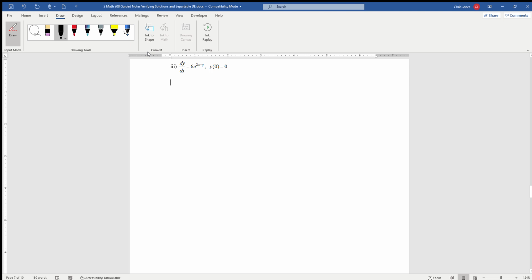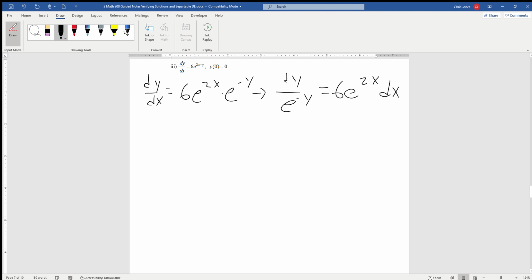So let's rewrite the differential, dy/dx, as 6e to the 2x times e to the minus y. We're just going to use some algebra. We're going to separate that power rule. And then we can multiply both sides by dx and divide both sides by e to the minus y. So we get dy over e to the minus y equals 6e to the 2x dx.